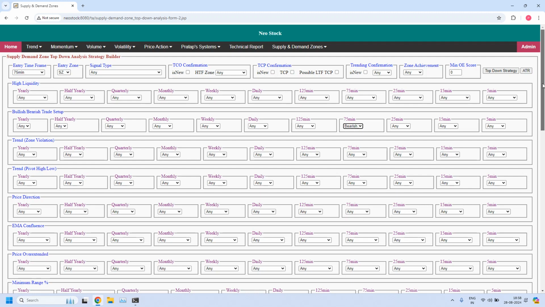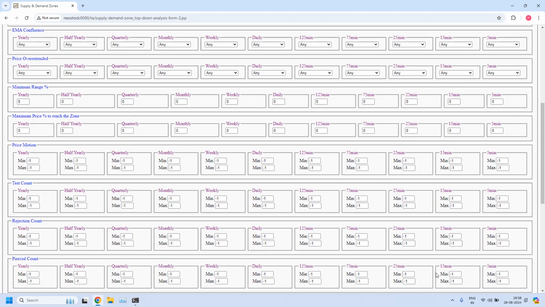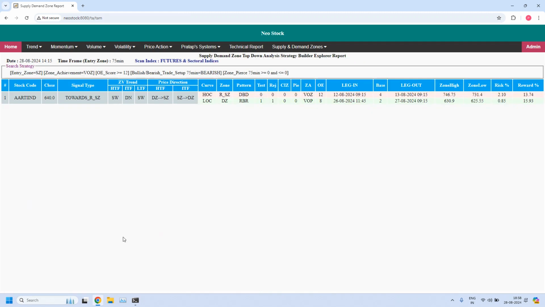The 75 minute supply zone should not be pierced. So in the pierced count, 75 minutes time frame, minimum value I am entering 0, maximum value 0, and zone achievement violated opposing zone, minimum odd enhancer score is 12. All the 3 filters are applied to 75 minute supply zone. Let's filter. Only one stock is filtered, that is supporting bearish trade setup for weekly income trade.